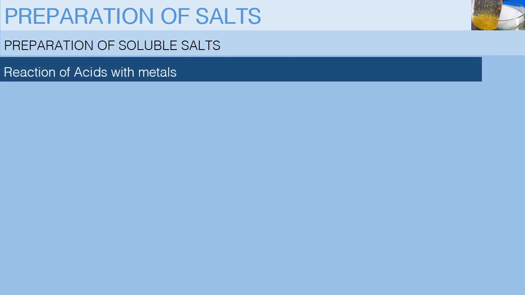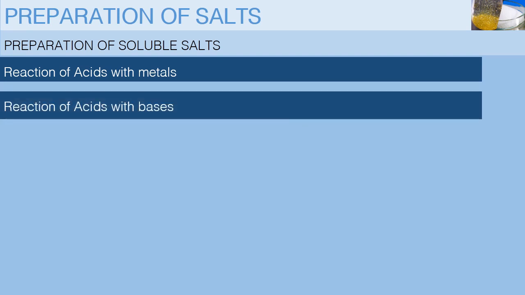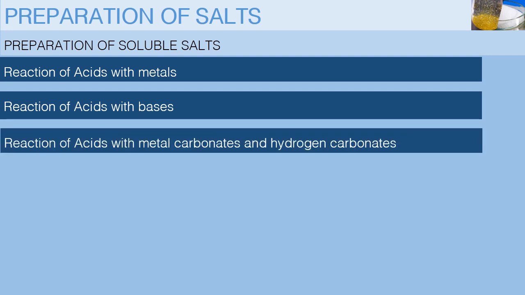And these ones can be prepared by the following methods: reaction of acids with metals, reaction of acids with bases, which is neutralization, and the reaction of acids with metal carbonates or hydrogen carbonates. Now all these we have already done from our Form 1 work and Form 2. So it is going to be very easy.